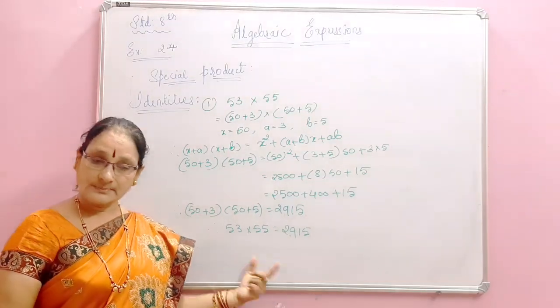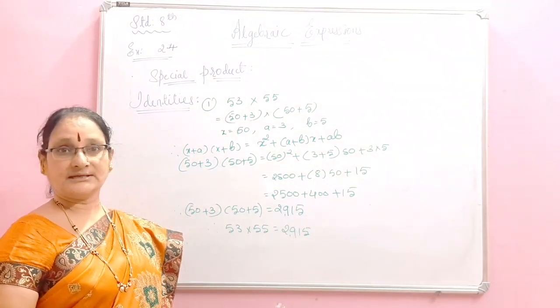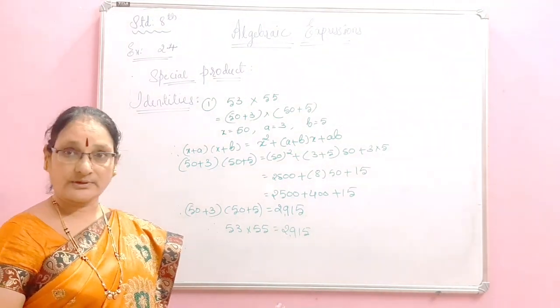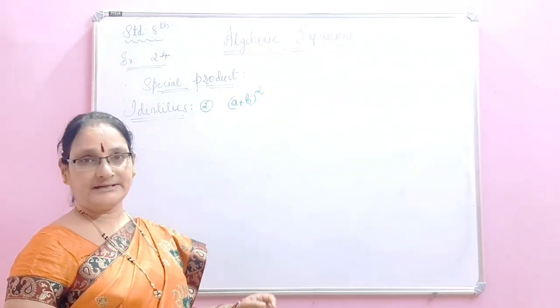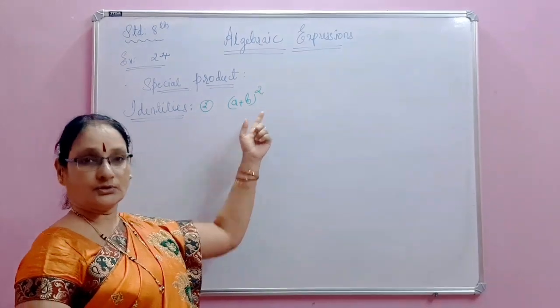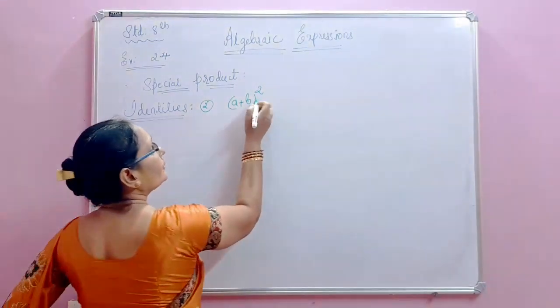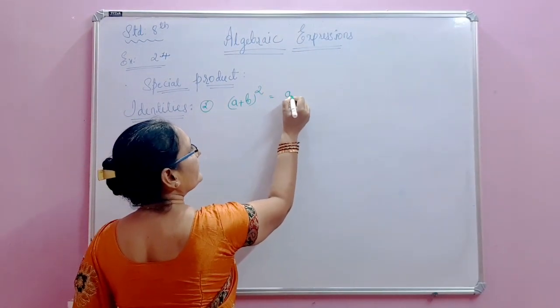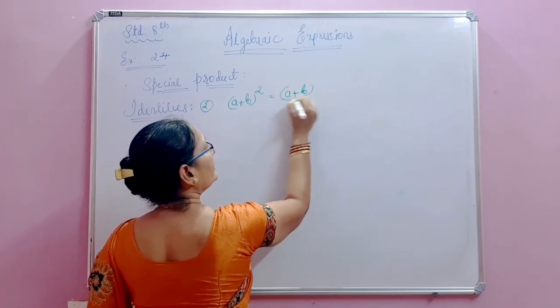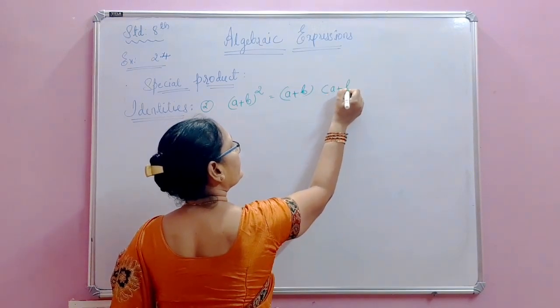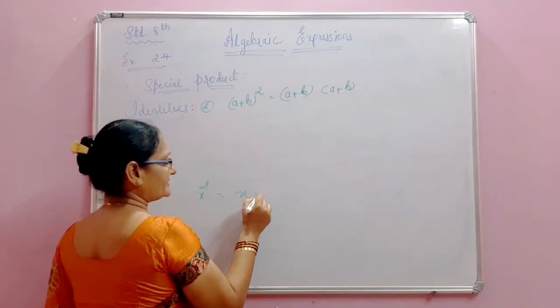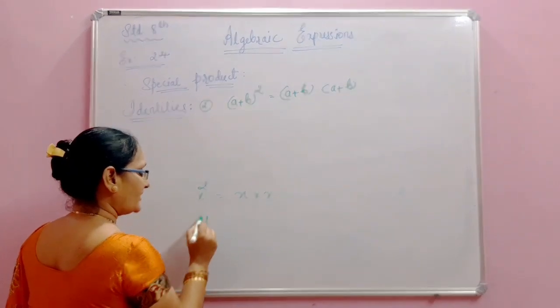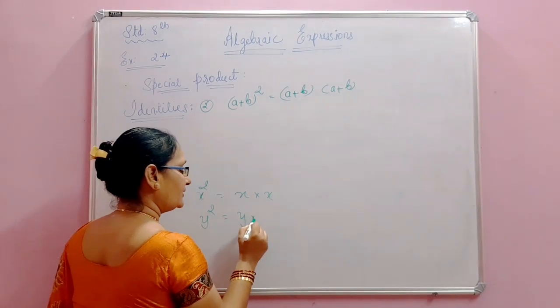Okay students, let me start the second identity, that is (a + b) whole square. See students, you know (a + b) whole square means what? (a + b) into (a + b). Suppose if there is x square, how do you write? x into x. Suppose y square, how do you write? y into y.